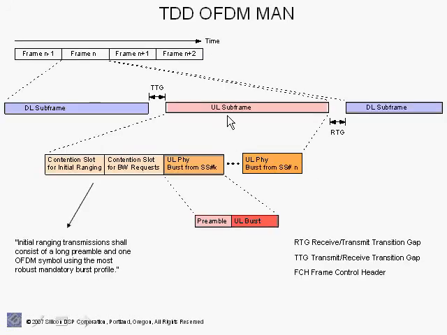In particular, we will go over the time division duplex as used in OFDM metropolitan wide area networks. Here, for example, we're showing the TDD frames, and we'll show how each frame is subdivided into a downlink subframe and uplink subframe. Here we're showing, for example, the uplink subframe, in which we have data bursts from individual subscriber stations back to the base station.